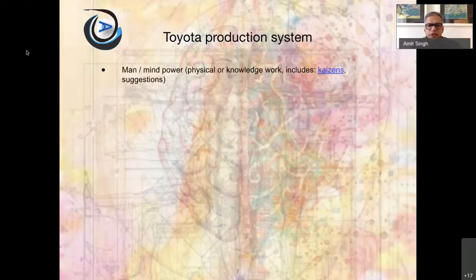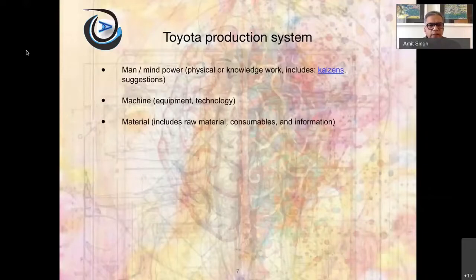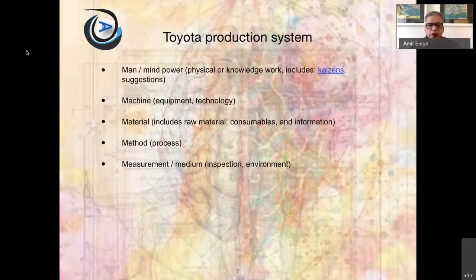Ishikawa introduced these factors: man, which is the physical; machine, which is equipment and technology; material, the raw material, it could be information; methods are the processes or the SOPs; measurement is inspection. So it is not that if you have a regulator, the regulator is not responsible.